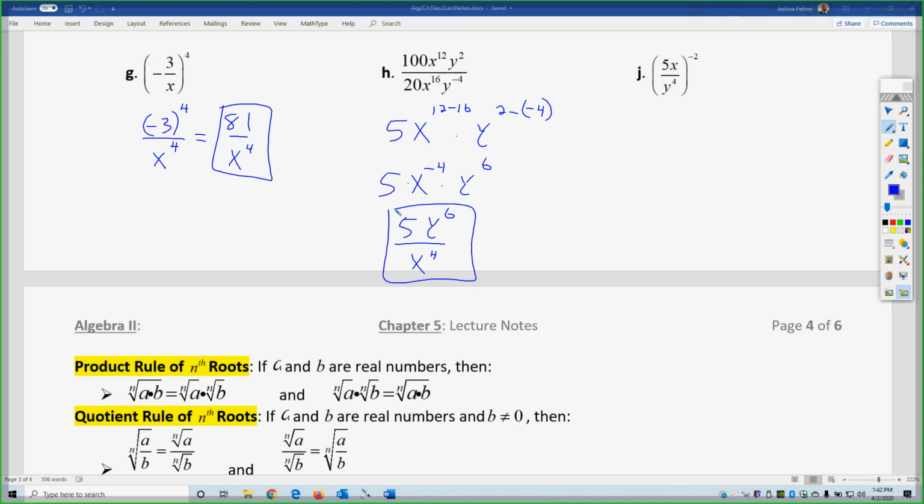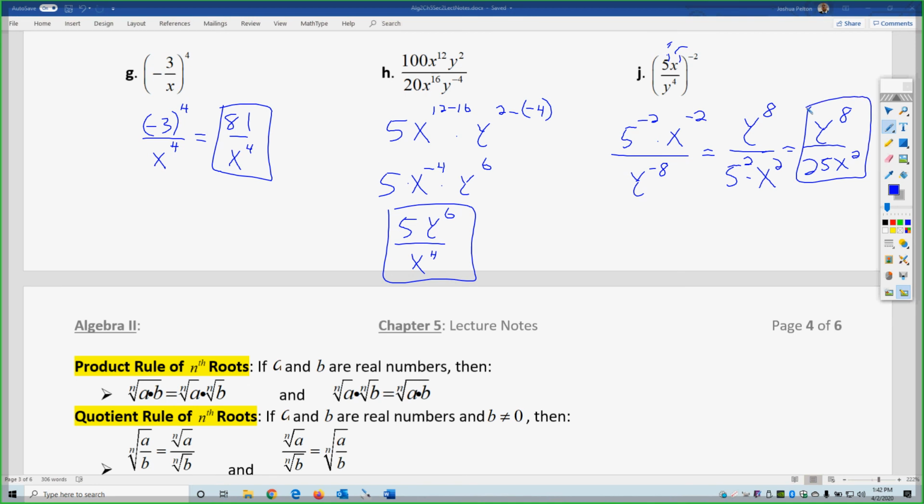All right, last one. Power of a quotient, needs to go to all of these. If they don't have an exponent, they have a 1. So that's 5 to the negative 2, x to the negative 2, y to the negative 8. Since they're all negative, they need to reciprocate. Y to the 8th, 5 squared, x squared, for a final answer of y to the 8th over 25x squared. So that's a nice whole number review. That is the end of part 2.